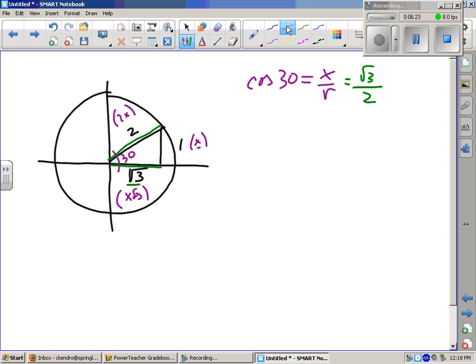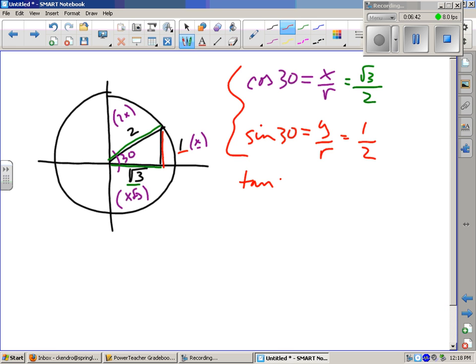All right, let's go back and do the sine of 30. Sine of 30 is y over r. Y is this value, which is 1. And r, we already said, was 2. So it's 1/2. Now the rest we just do by using sine and cosine.